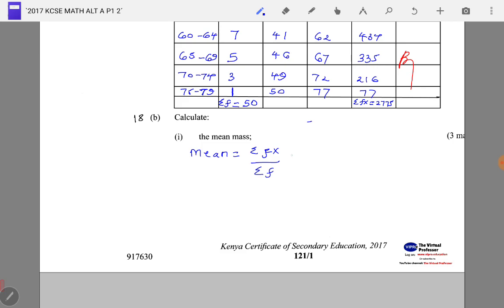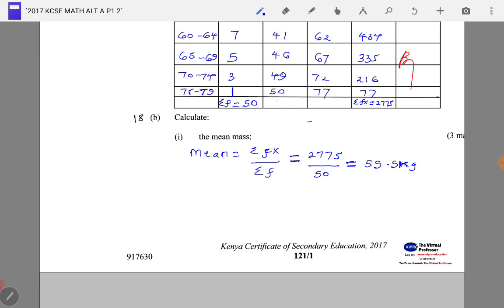Because we have all this data in the table, we can just substitute: sigma fx is equal to 2775 and sigma f is equal to 50. This means that the mean is equal to 2775 divided by 50, which is equal to 55.5 kilograms. It is also important to write the unit because the mean is always of a given quantity. It can be length, it can be volume, it can be anything. If you don't write the unit, you will miss 1 mark for accuracy.